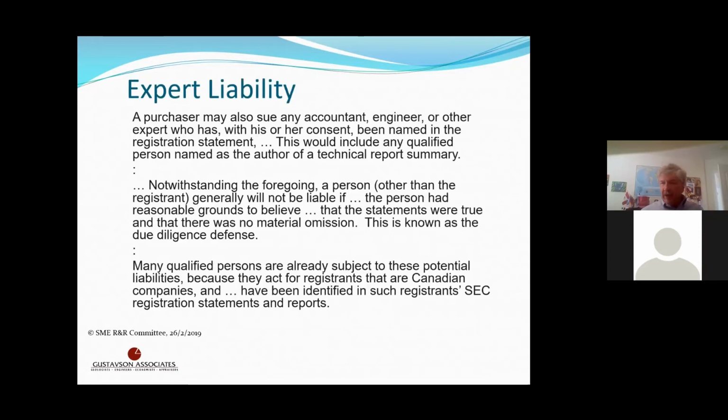However, in practice, and this is from, I forgot to quote the source on this. This is from Dorsey and Whitney. They published a paper about expert liability. A purchaser may also sue any account engineer or other expert who has been named in the registration statement.